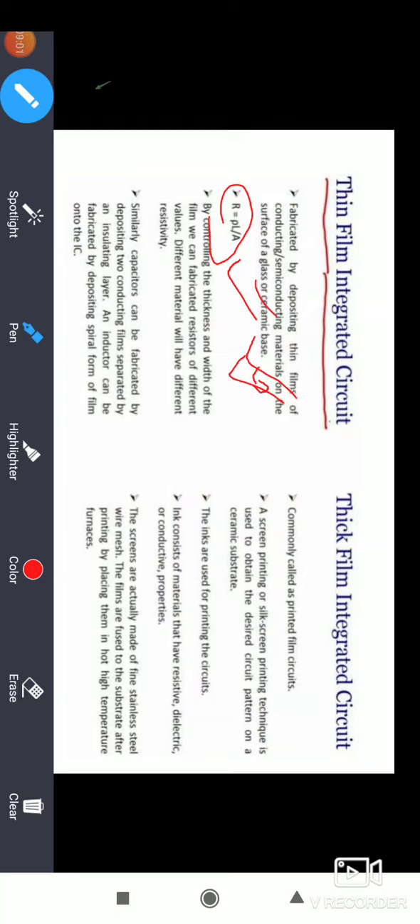When we apply some ink on paper, we can see a small thickness of printing. If you see wedding cards or some other cards, we can see this screen printing technique. That comes under the thick film IC.